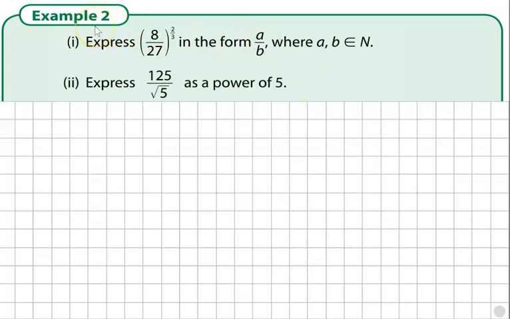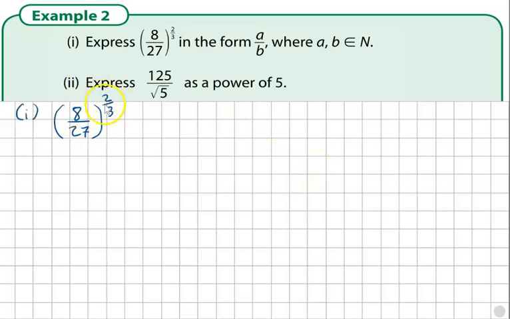Example 2, part 1. Express 8 over 27 to the power of 2 over 3 in the form of a over b, where a and b are elements of N. That means the numerator and the denominator must be positive whole numbers, because capital N stands for natural numbers, and natural numbers are positive whole numbers.